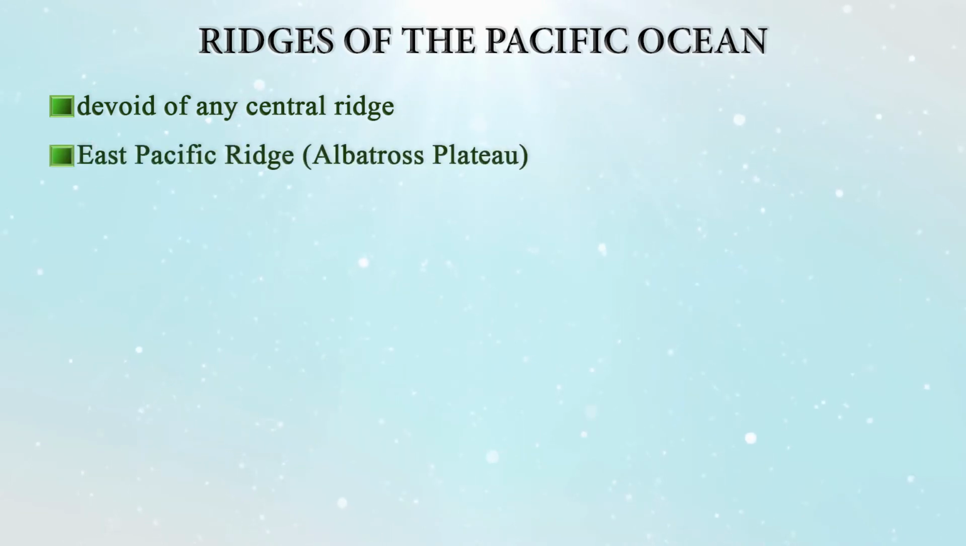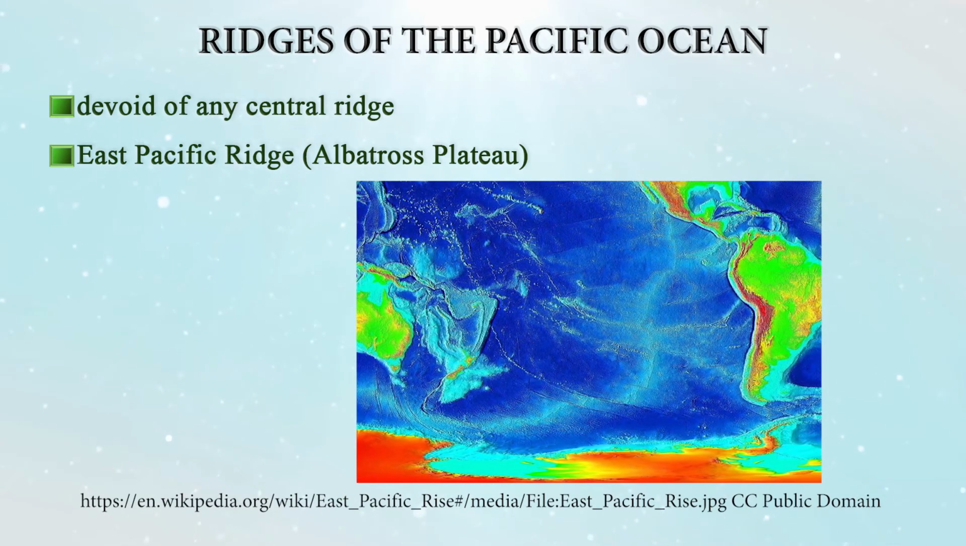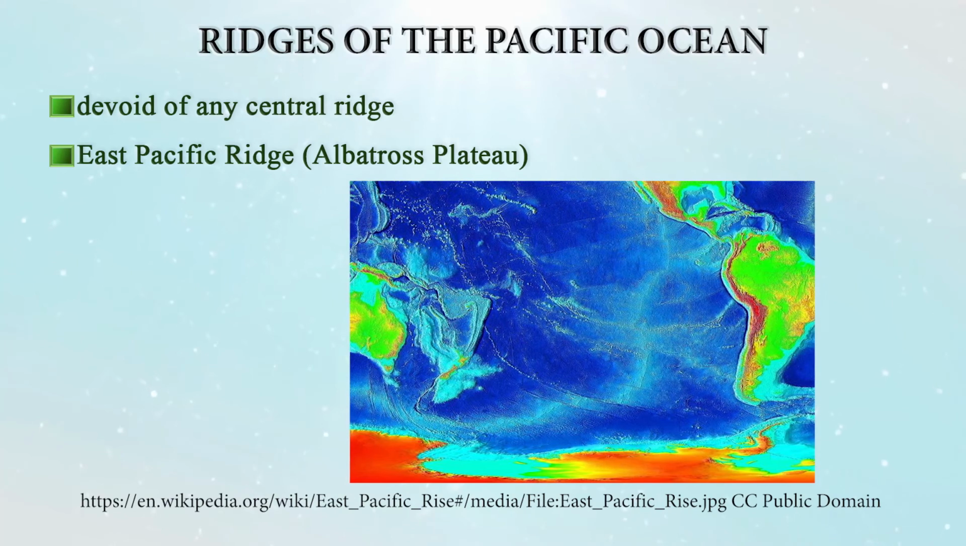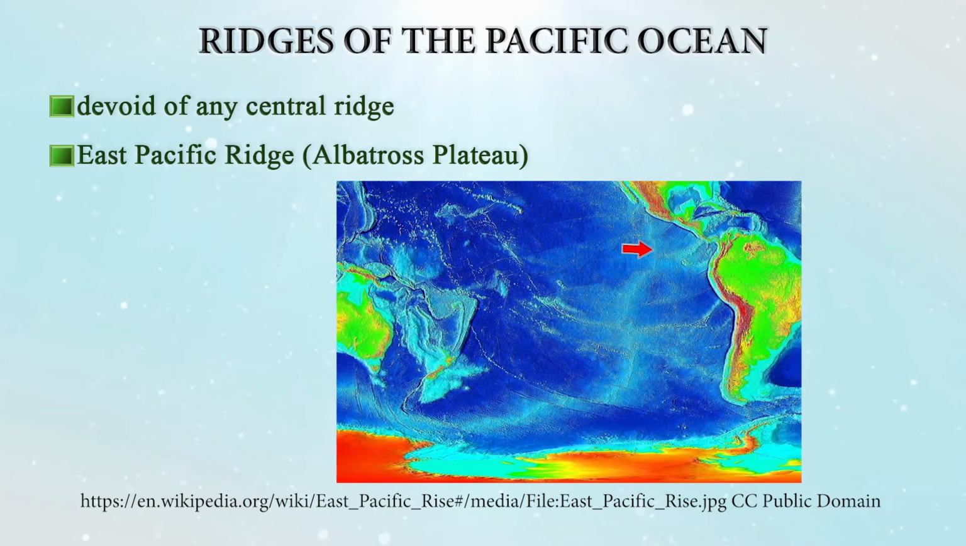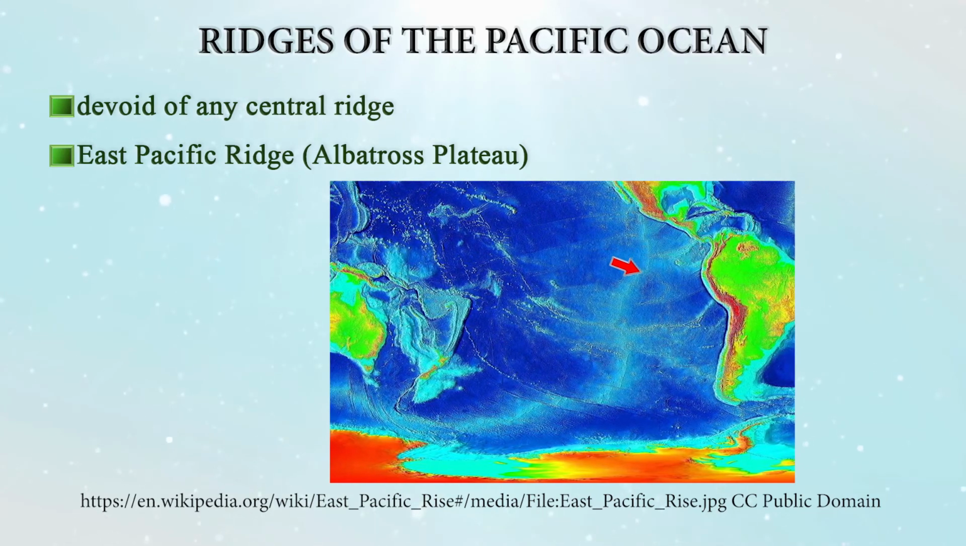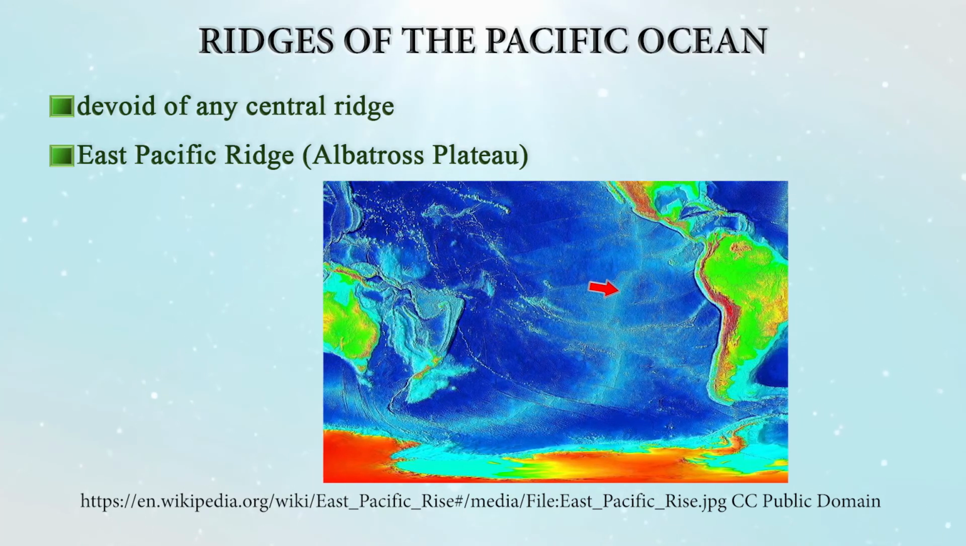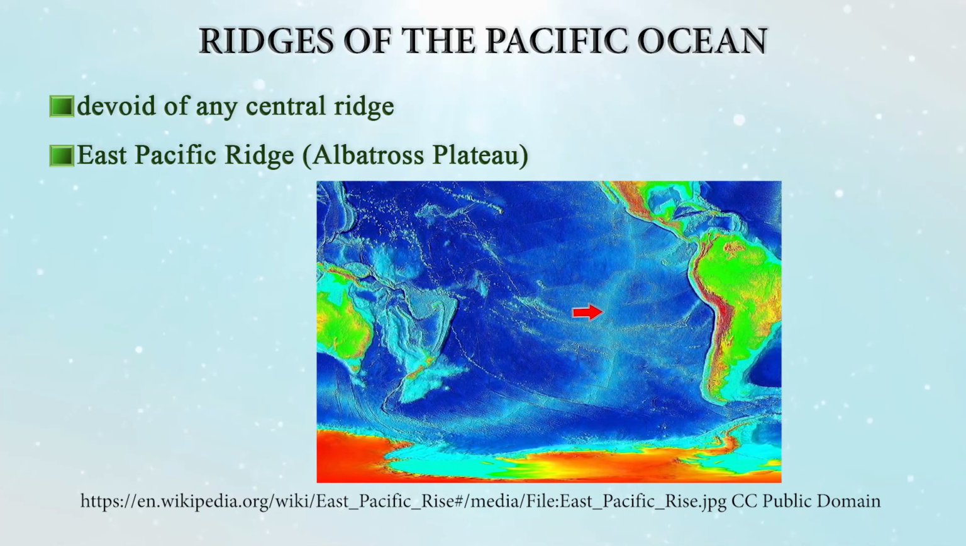Now, one special feature regarding the ridges of the Pacific Ocean is that this ocean is devoid of any central ridge. One of the most important and huge ridges is the East Pacific Ridge, which is also called the Albatross Plateau. I will show you one figure, which is the satellite imagery of the East Pacific Ridge, and you can see the lighter portion in the Pacific Ocean stretching from California throughout the ocean and then coming on to the New Zealand area. This entire portion is the East Pacific Ridge.